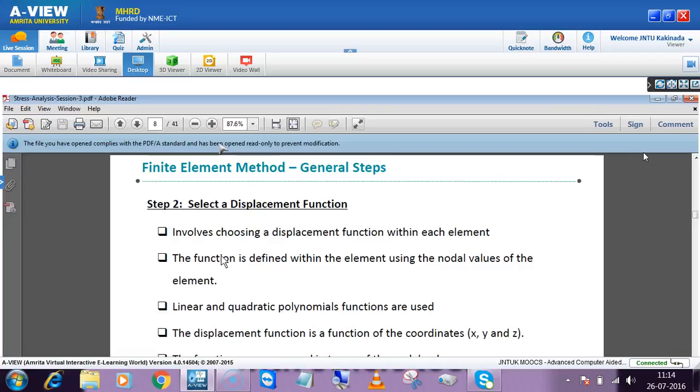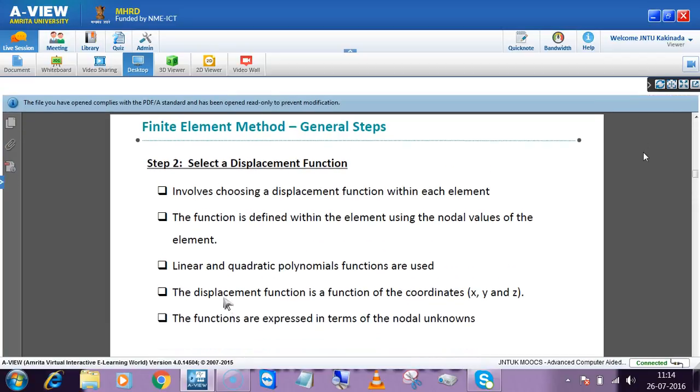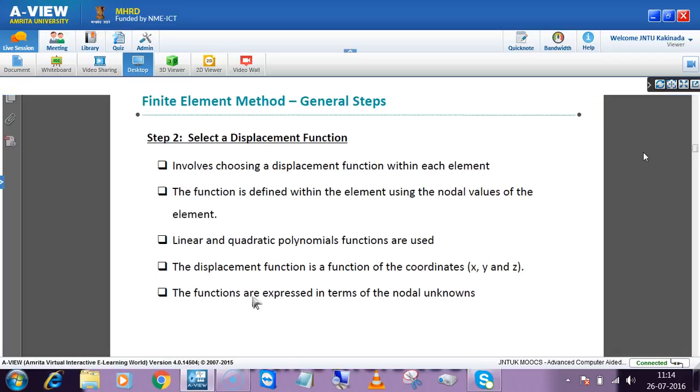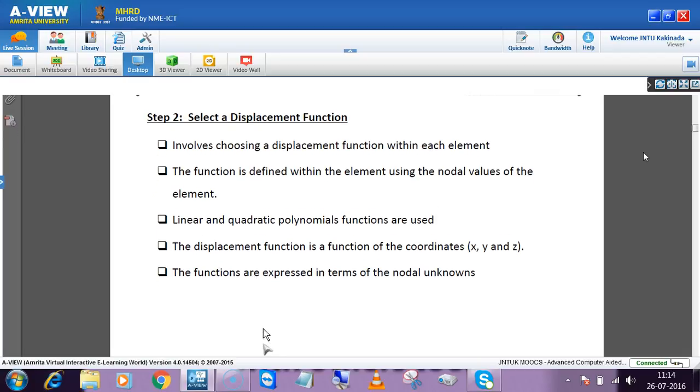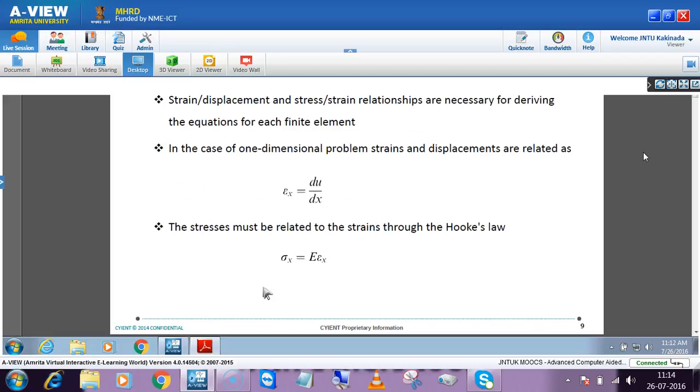with each element, a function is defined using nodal values of the element. Now, there are different types of functions depending upon the element types used. They may be linear and quadratic polynomial functions. And basically this displacement function is a function of coordinates x, y, and z. So these are the important things. Maybe when we do some small example, we will try to understand what exactly this displacement function is.